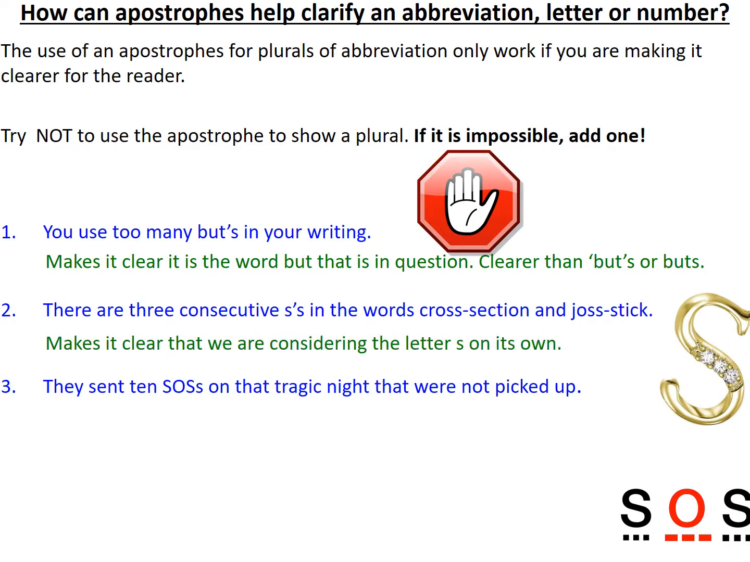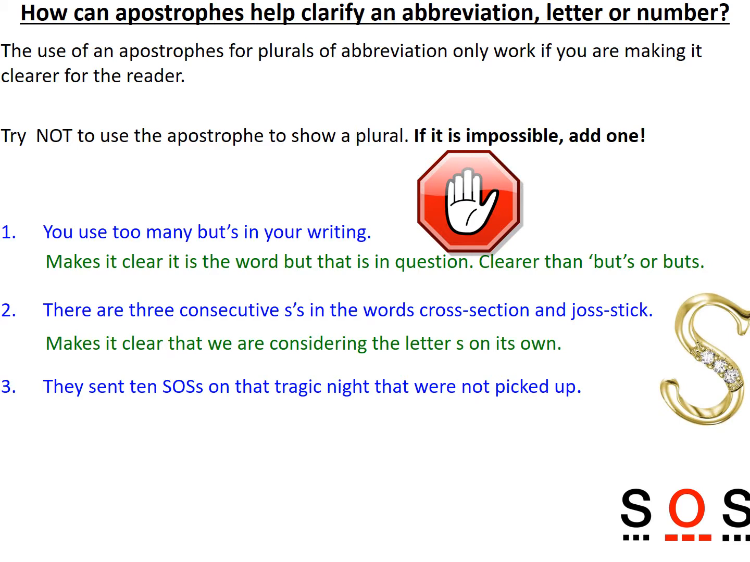So to help clarify an abbreviation here, the individual letter S is being clarified as the letter in question that's used three consecutive times in each of the words. Without me drawing attention to the individual letter, it would be unclear to the reader what I was talking about. It would look like a spelling mistake or a typo. So it's correct.